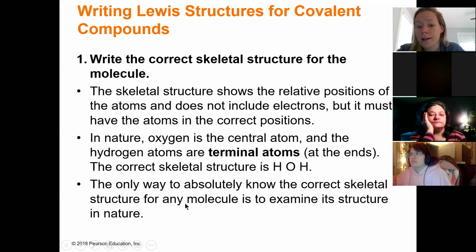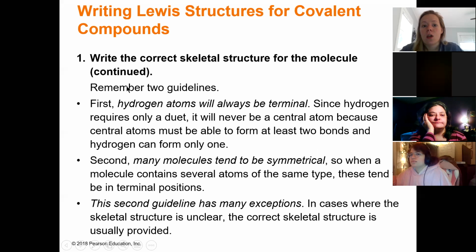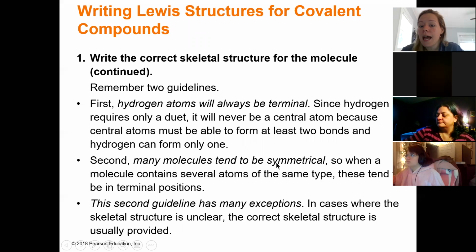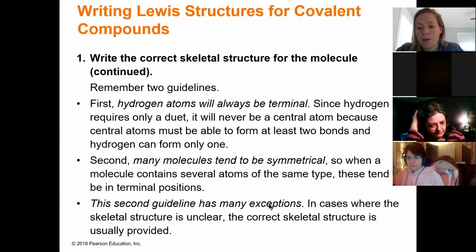Really the only way to know the correct skeletal structure is to examine it in nature. We're not going to be doing that. We're just going to be guesstimating. So a couple of guidelines: hydrogen atoms will always be on the ends. Molecules tend to be symmetrical. So when a molecule contains several atoms of the same type, those tend to be on the outside. Are there exceptions? Of course, there are always exceptions, but I'm just going to be going off of those guidelines.